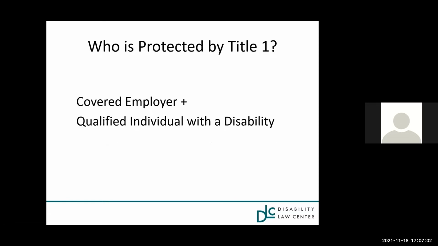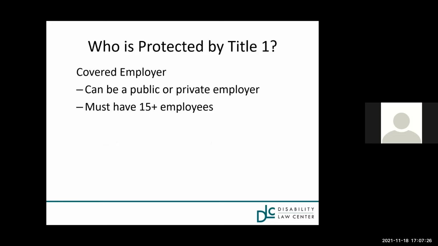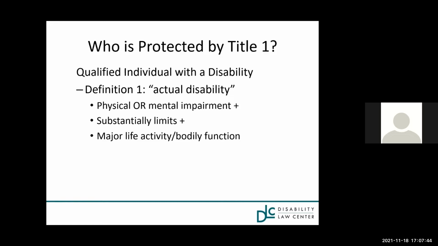So how do you know if you're protected by Title I? Well, there are two conditions that have to be met. The first condition is that your employer has to be an employer that is covered by the ADA. The second condition is that you have to be a qualified individual with a disability as defined by the ADA. So what do these terms mean? Well, a covered employer could be a public employer or a private employer that has a minimum of 15 employees. That's fairly straightforward. What's not as straightforward is the definition of a qualified individual with a disability.